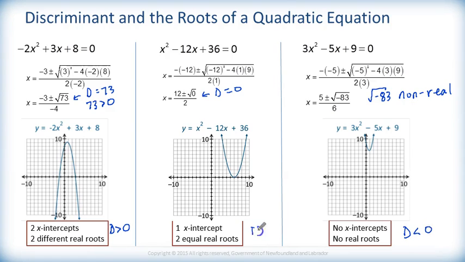I should have said d is less than 0 down there just to be consistent. We have a negative discriminant, and therefore we have no real roots. And since there are no roots, there cannot be any x-intercepts when we graph the function.